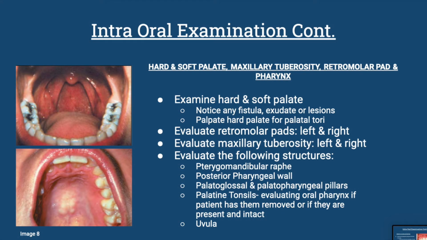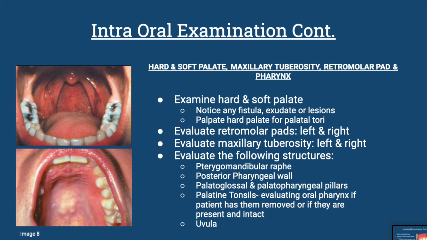Lastly, examine the hard and soft palate, maxillary tuberosities, retromolar pads, and the pharynx. Examine the hard and soft palates, noticing any fistulas, exudate, or lesions. Next, palpate the hard palate for palatal tori. Evaluate and palpate left and right retromolar pads and maxillary tuberosities.